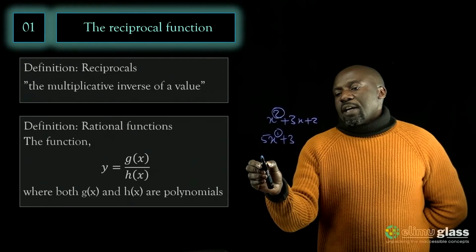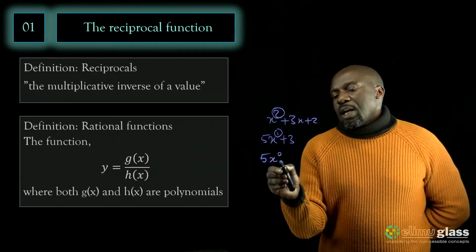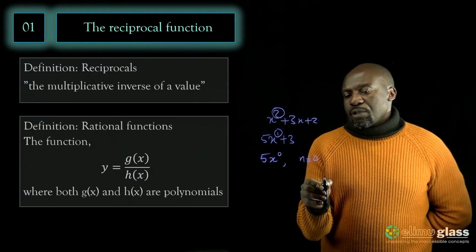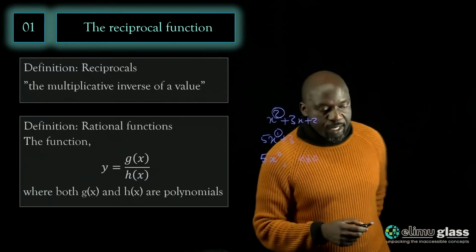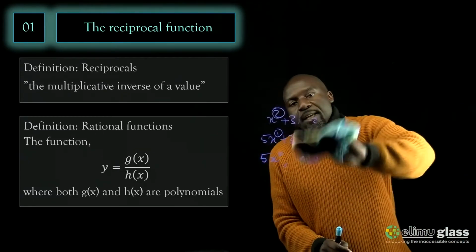Somebody could argue that 5 is a polynomial because it's 5x to the power 0, except that we normally say that n should not be equal to 0, where n is the highest order of the polynomial. Okay? All right.